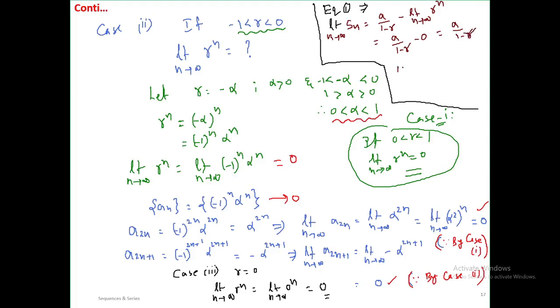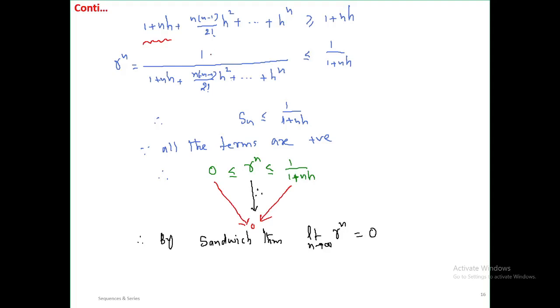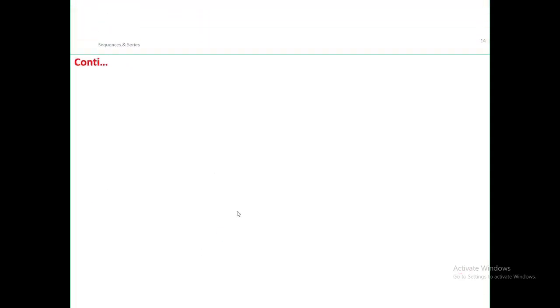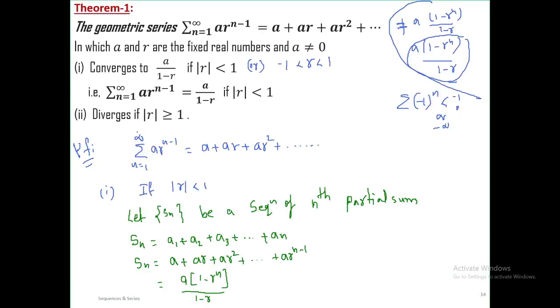Now let us take the second statement. Take it as an exercise, try once. What is the second statement? If modulus of r is more than or equal to 1, the series diverges. Think the same way. If r is from 0 to 1, I have taken r of the form 1 by 1 plus h. Think like this, then you will get the proof of the second statement. If r is more than or equal to 1, then the series diverges.